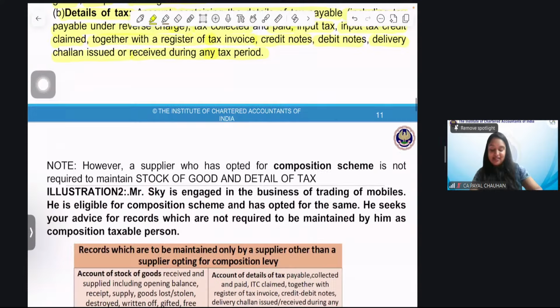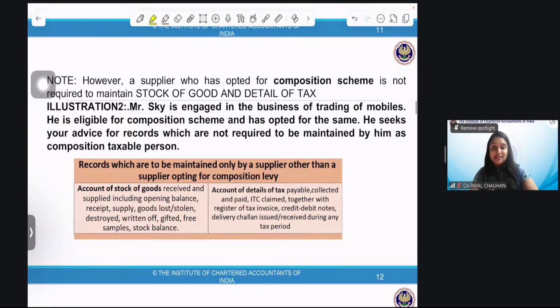So this is the question which was asked in the exam. Perfect, Adil. I'll ask everyone. If I am a compo dealer, what will I issue to my recipients? Perfect. I'll issue a bill of supply. Okay. However, a supplier who opted for the composition scheme is not required to maintain stock of goods and detail of tax. Okay. This is the question asked in the exam.